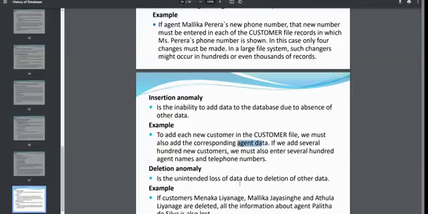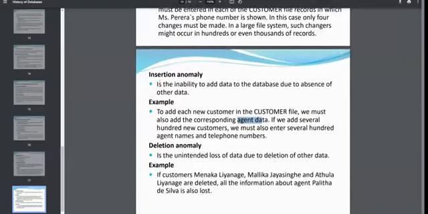You can understand again that data redundancy can occur. Why? Because the same data can be present in different locations in different forms, right? So you can understand this as an insertion anomaly. And the last one is deletion anomaly. Read and understand.